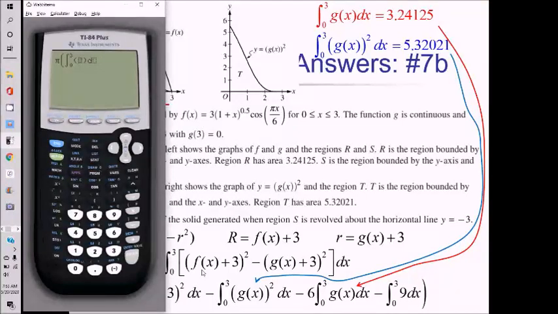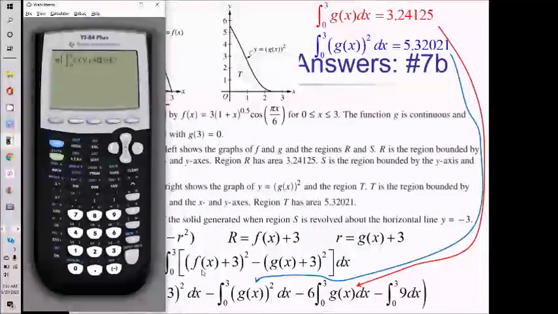So let me open another parentheses in here. For f of x, I actually stored that as y1, so alpha trace y1. And then we're adding 3 to that. Close the parentheses, square it. Put a dx on this thing. And then we keep going. So now we're subtracting this g of x squared stuff. And we said that that had a value of 5.32021. So let me plug that in.